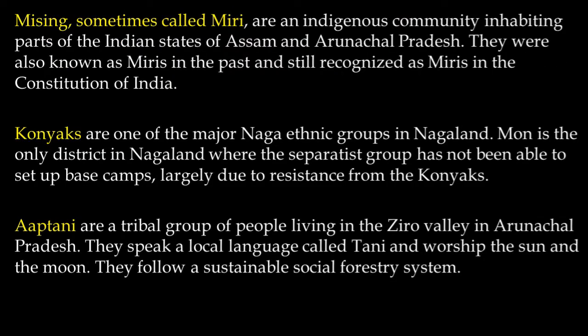Mising, sometimes called Miri, are an indigenous community inhabiting parts of the Indian states of Assam and Arunachal Pradesh. They were also known as Miris in the past and are still recognized as Miris in the Constitution of India. Konyaks are one of the major Naga ethnic groups in Nagaland. Mon is the only district in Nagaland where the separatist group has not been able to set up base camps, largely due to resistance from Konyaks.